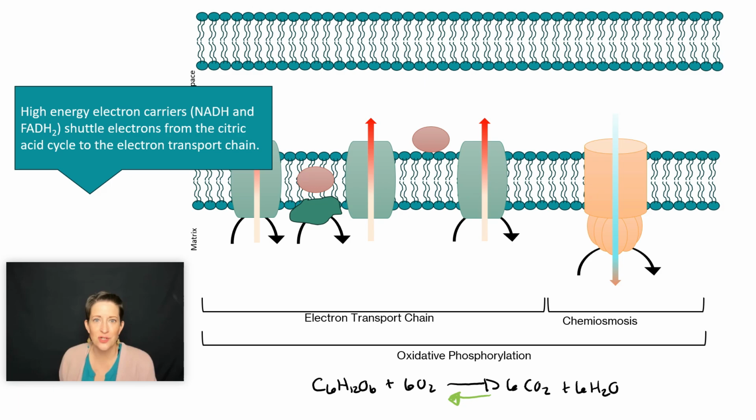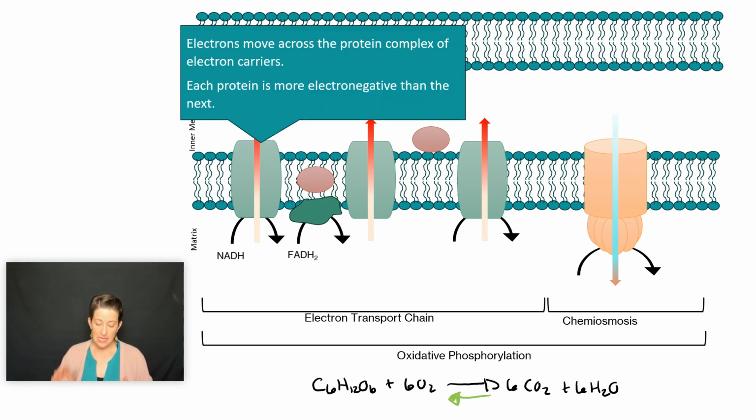All right, first step. Our high energy electron carriers, NADH and FADH2, are going to shuttle electrons from the citric acid cycle and link reaction to the electron transport chain. So they are going to come to the electron transport chain, where it's a bunch of embedded proteins within the inner membrane of the mitochondria. These guys are shuttles. They're shuttling electrons, which means that they're going to drop these electrons off at these proteins.